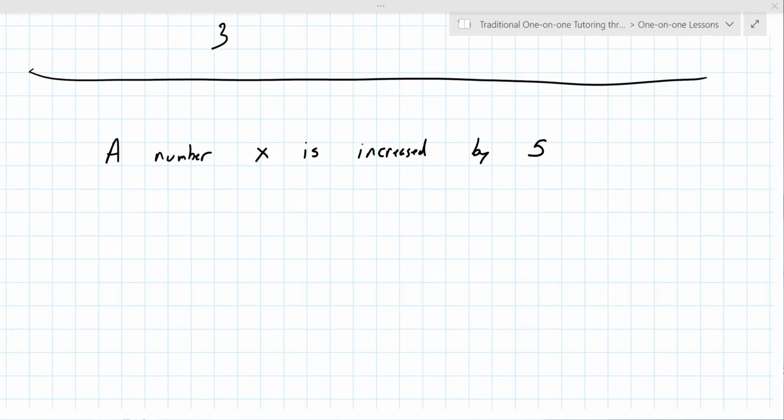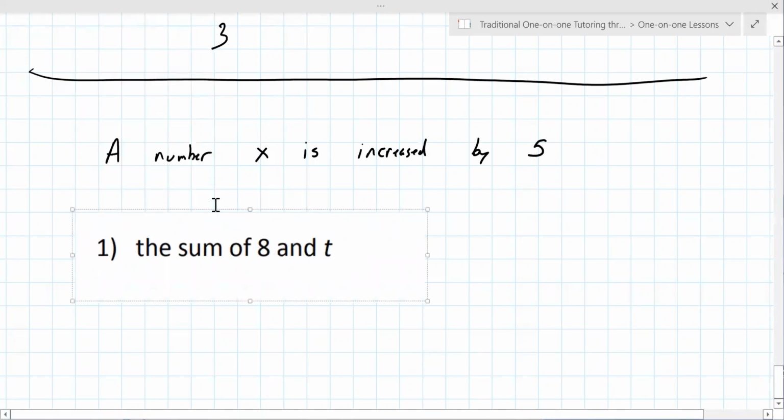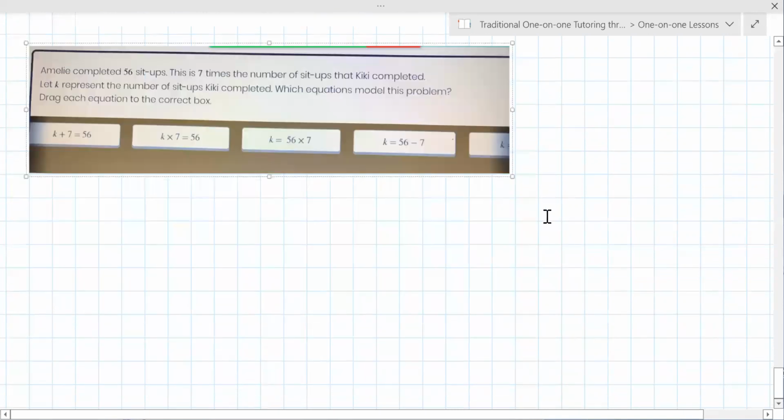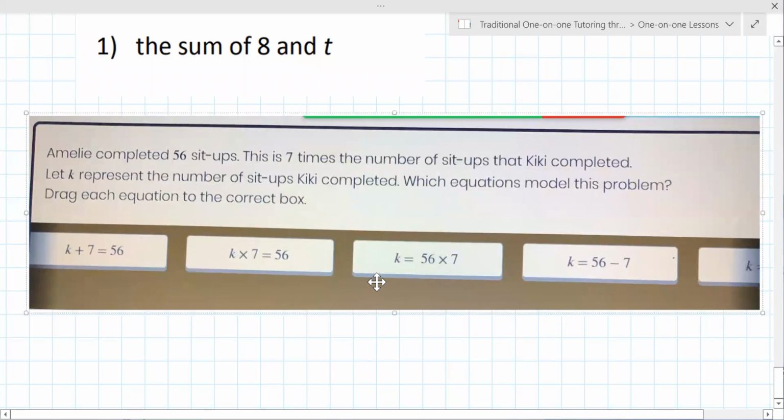Let's try this one. Let's see if this is a little bit clearer. How about the sum of 8 and t? Do you know how to write that with a math symbol, math operation? No. Okay. Let me confirm that this is something you were working on in class. So this is what I got from your dad. Is this something you saw in class this week? Yeah. My guess is you struggled to figure this out. Is that true? Yeah. Okay.